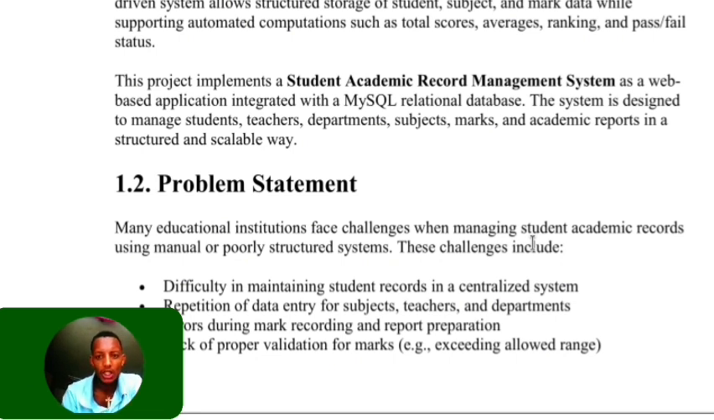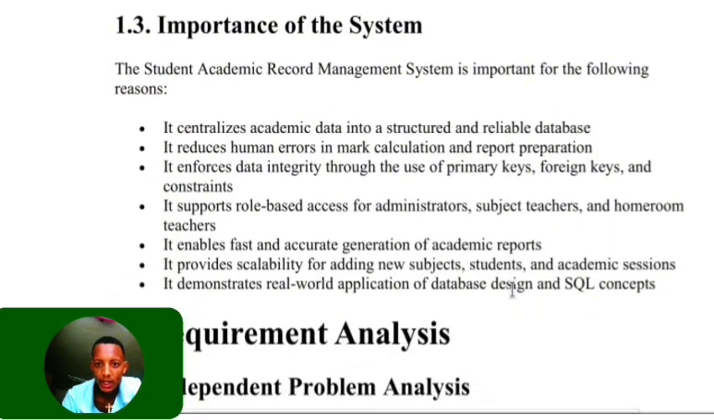The other one is repetition of data entry. We just talked about this one regarding data redundancy and consistency, which arises when we store data manually rather than in this kind of system. Another one is repetition of data entry for subject teachers and departments. We know this is also one of the problems we get when we try to store data of students. And the other one is the importance of the system.